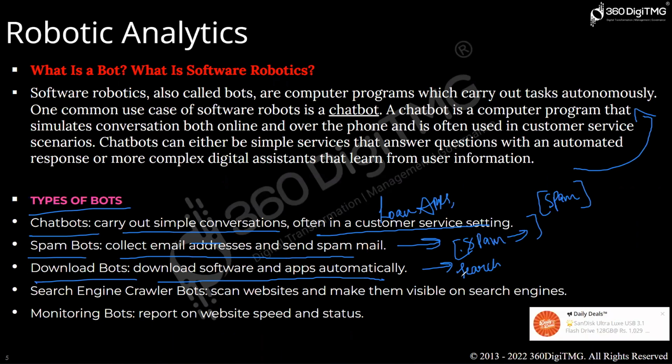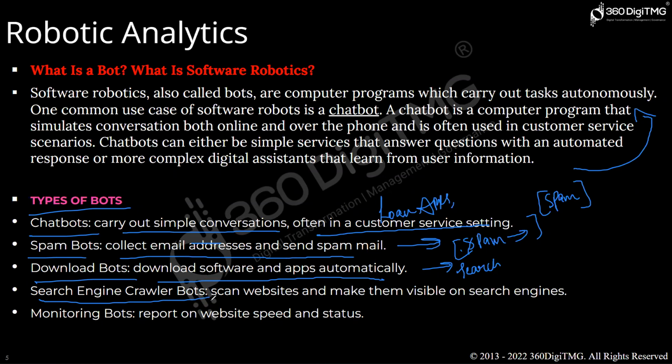There will be a time of hackers and everything, right? So these types of things we can also see. And we have search engine crawler bots, which can scan websites and make them visible on search engines. So it's nothing but websites. We give some examples, some website names, and it's going to scan them, whether they're valid or not. It's going to go like that.